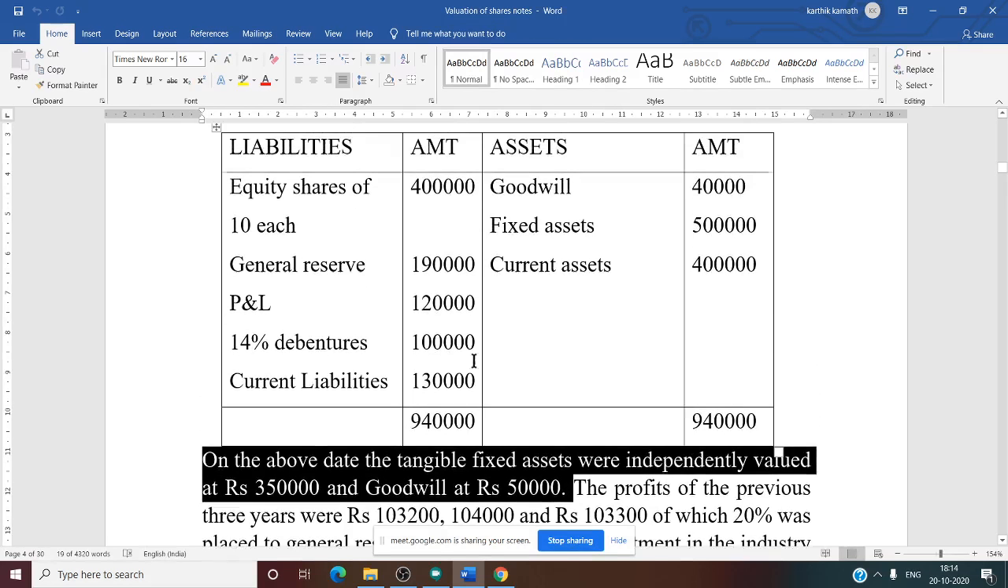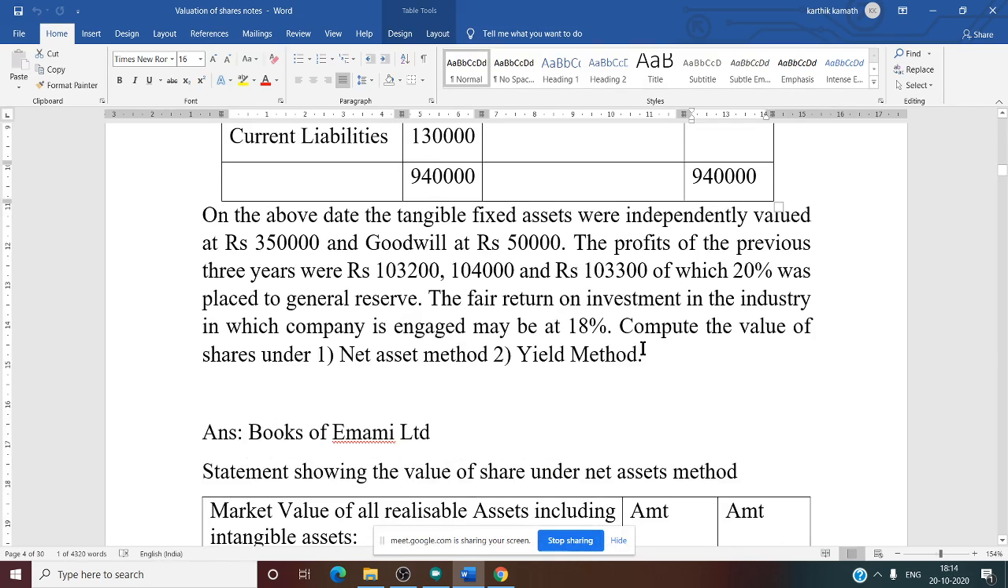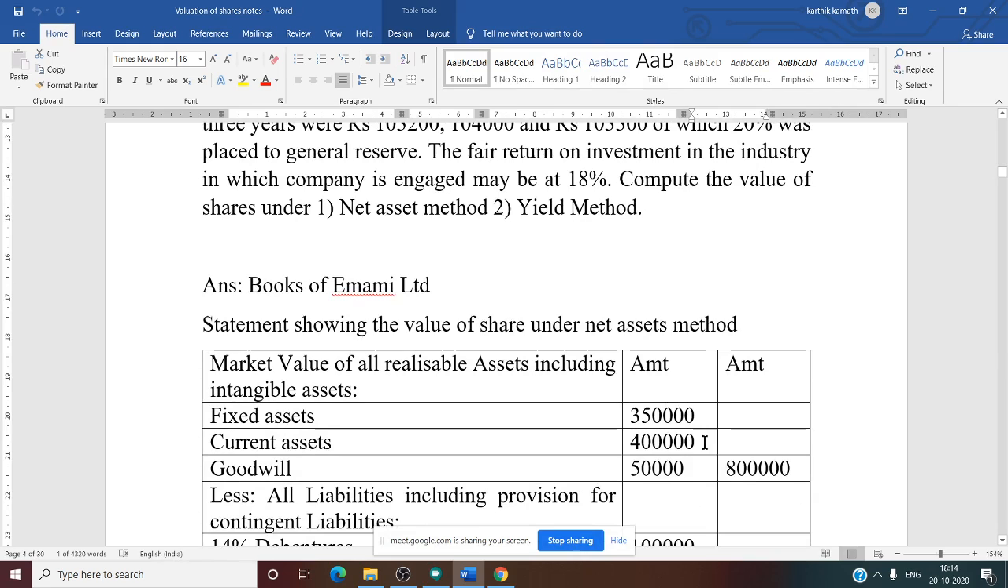Only about goodwill and fixed asset they have said. So it is assumed that the current asset book value itself will be the market value. Whatever is given in the balance sheet, the same amount you need to write if there is no adjustment. So current asset, 4 lakh, as given in the balance sheet.